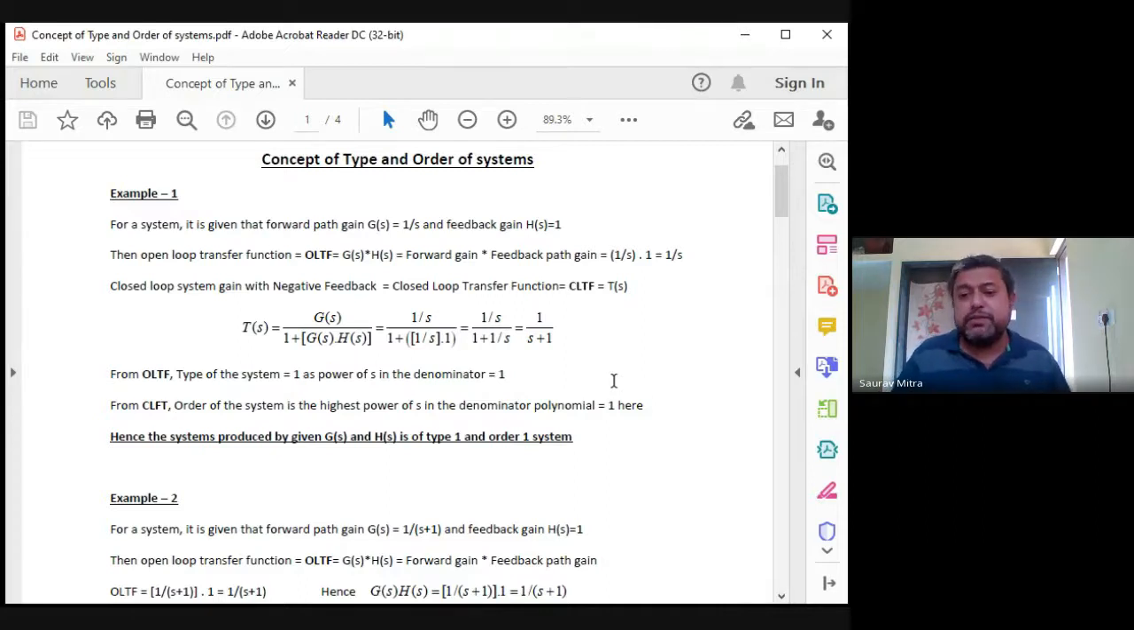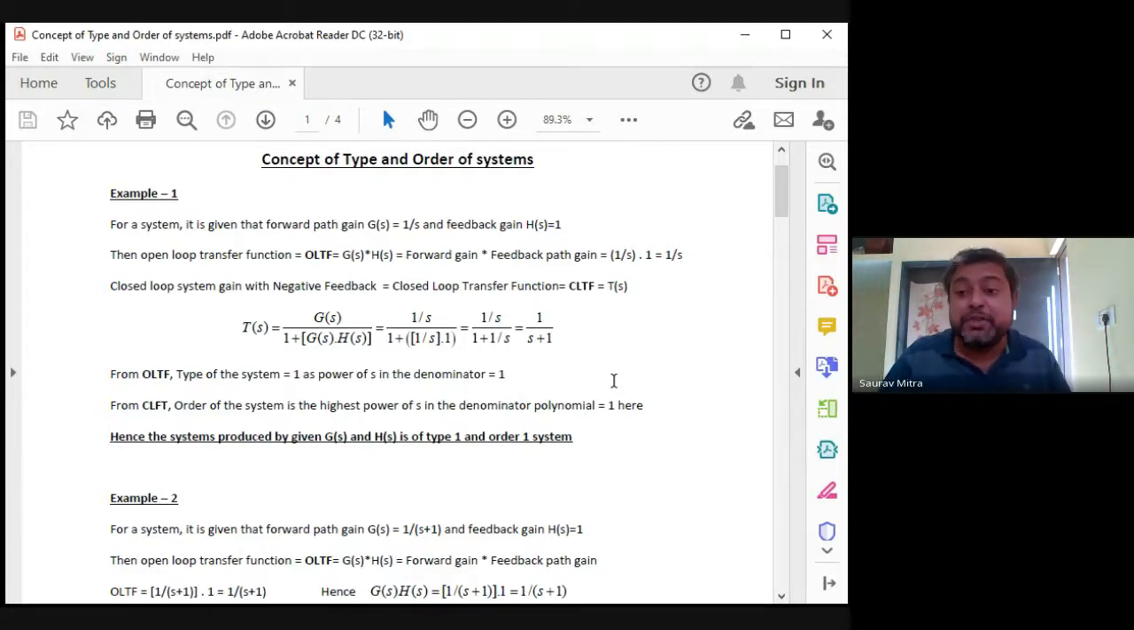The closed loop transfer function is G by 1 plus GH. Denominator equal to 0 is called the characteristic equation. From there we can find the pole position. So for this system, 1 by s plus 1, s plus 1 is equal to 0, s is equal to minus 1. Final thing: is the system stable or unstable? The system is stable because s is equal to minus 1. The real part of the pole is negative. Only then is the system called a stable system.